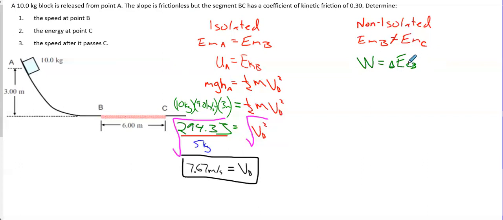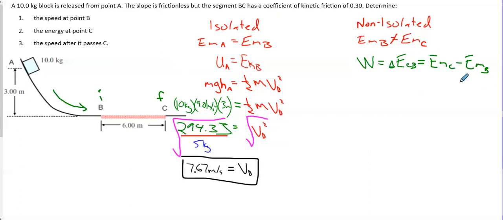So whenever I find a change in anything, it's always final minus initial. So that's why I know I should set it up so that I have my mechanical energy at point C, subtract my mechanical energy at point B, because this is the final location. This is the initial location of our current spot. So if you set that up, life should be good.